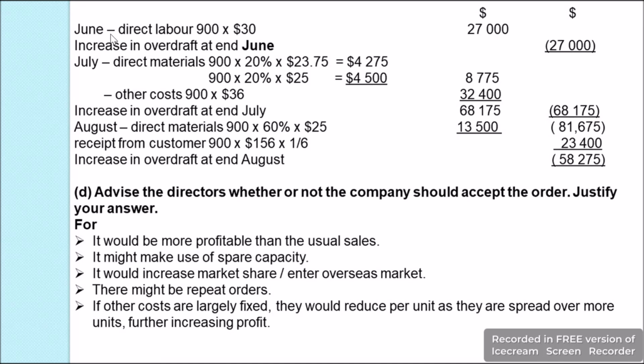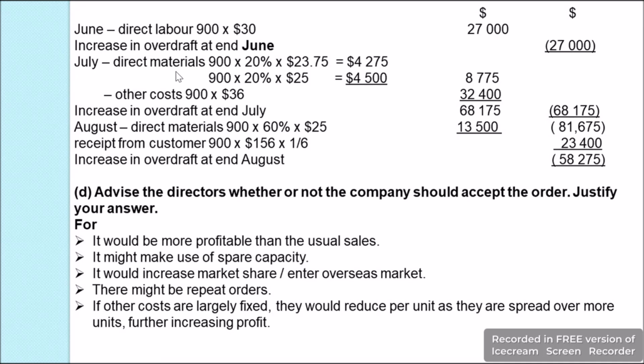And in the month of June we just pay the direct labor because direct labor is paid in the month of production itself. So we are producing 900 more units and the unit direct labor cost is $30. So when we multiply 900 times 30 we get $27,000, and this $27,000 will be the increase in the overdraft at the end of June.